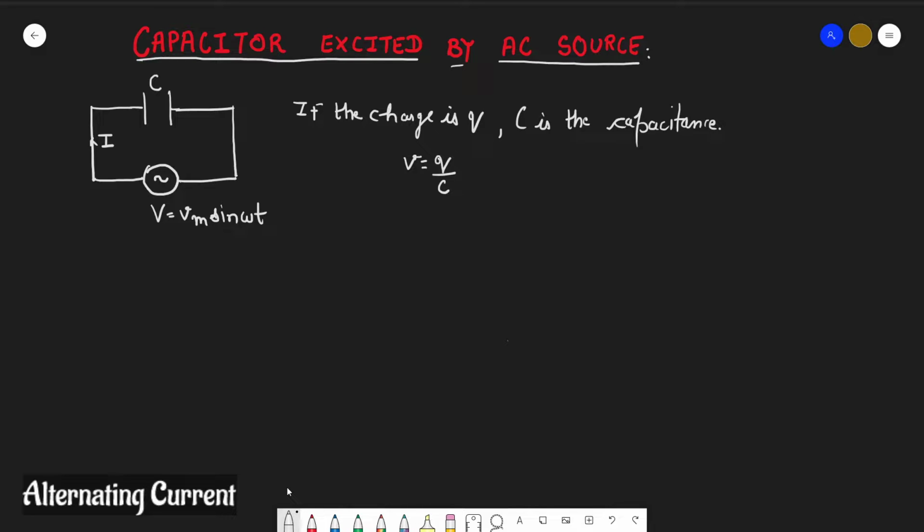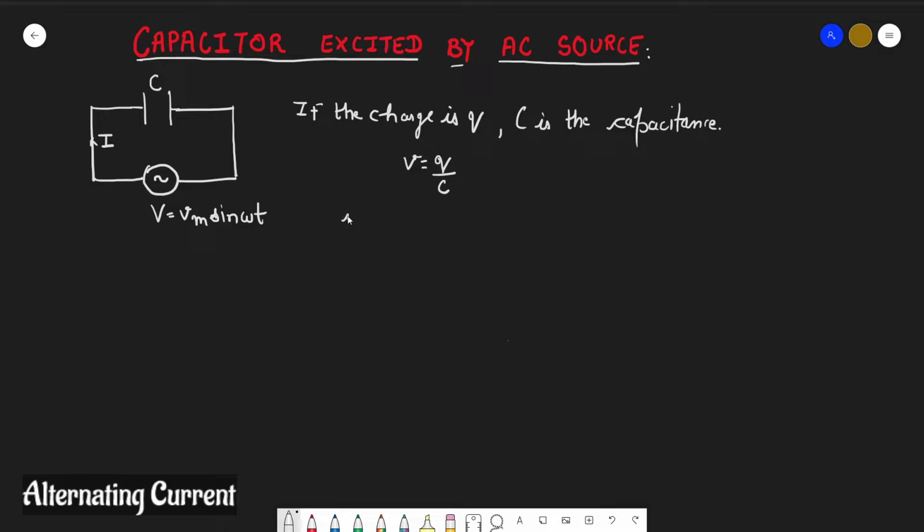Hello everyone. So today we will be seeing how a capacitor will respond to an AC source. This is a capacitor with capacitance C connected to this AC supply, and we need to find the expression for current. At a particular time, if the accumulated charge on the capacitor is Q, and the capacitance is C, then the voltage across the capacitor is given by Q upon C.